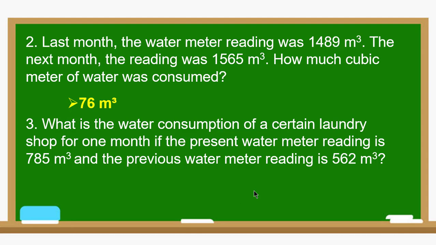Number 3. What is the water consumption of a certain laundry shop for 1 month if the present water meter reading is 785 meter cube and the previous water meter reading is 562 meter cube? The answer is 223 meter cube.